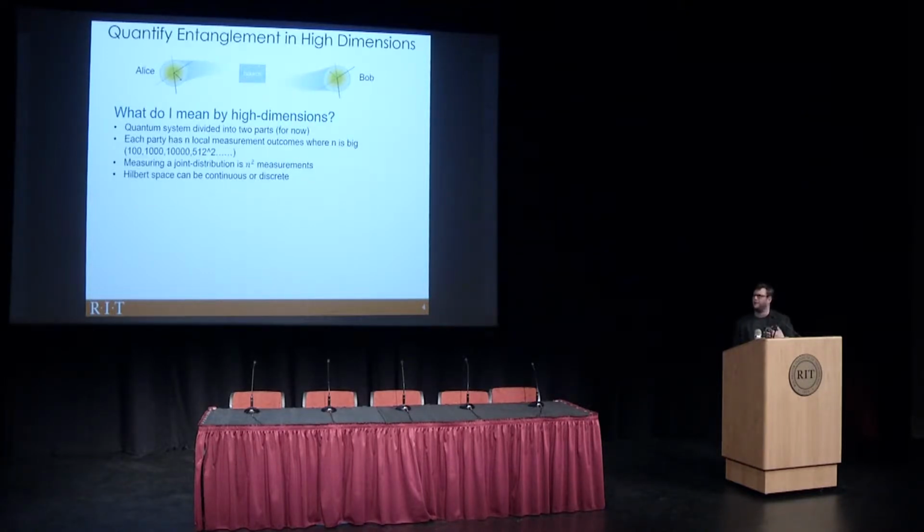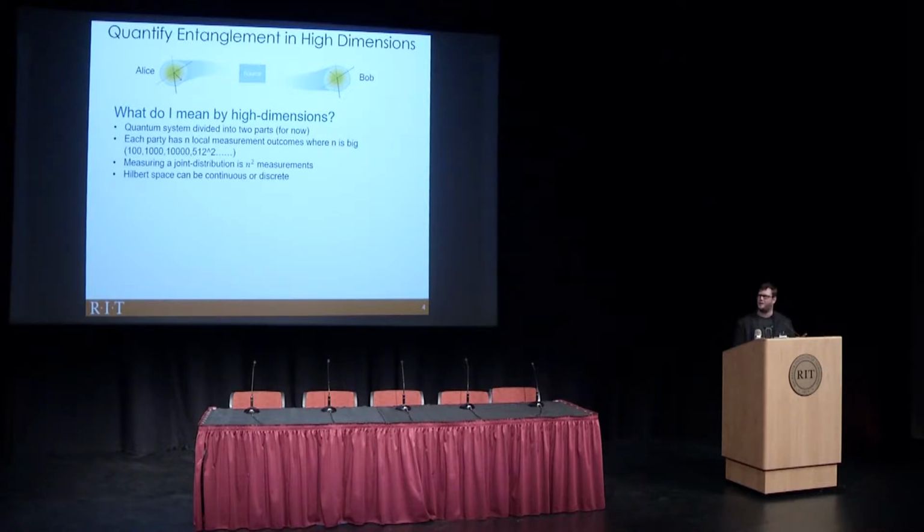Okay, so I want to tell you what I mean when I talk about entanglement in high dimensions. For the purposes of this talk, we're going to have some quantum system coming from a source, and we're going to split it into two parties. In the future, we'd like to have more than two parties, but that's what we're going to talk about for now. And high dimensional means that each party has a lot of possible local measurement outcomes.